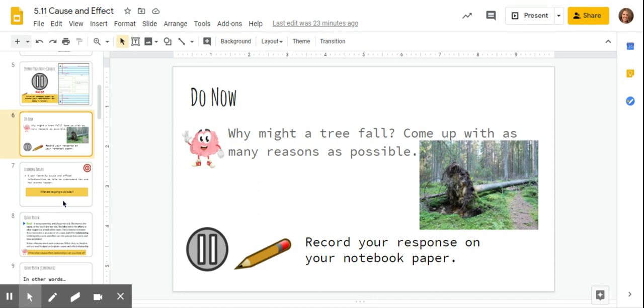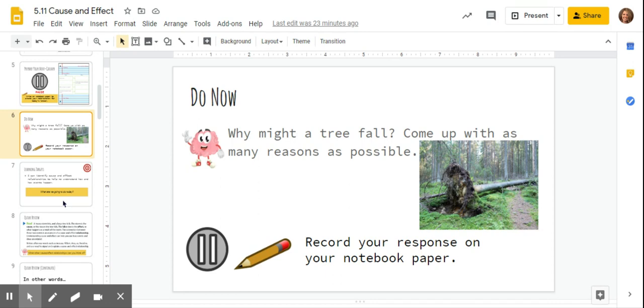Well, we're going to discuss that this is actually a cause and effect relationship, right? So what happened, the effect, is that the tree fell. Well, the cause, why did it fall? You guys came up with the causes. Like I said, maybe the tree was old. Maybe someone cut it down. There's a lot of different possible causes.